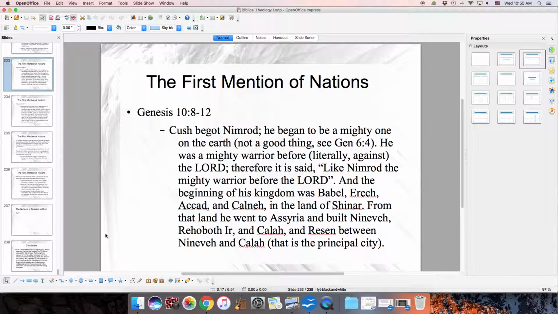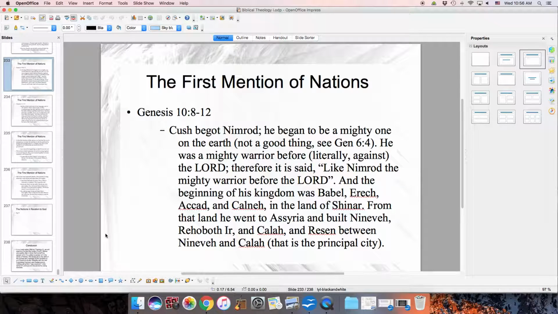The mighty one here, he was a mighty warrior before the Lord. Literally, that word before is against the Lord. Therefore, it is said, like Nimrod, the mighty warrior before the Lord. And the beginning of his kingdom was Babel, Erech, Akkad, and Calneh in the land of Shinar. From that land he went to Assyria and built Nineveh, Rehoboth-ir, and Calah, and Resen between Nineveh and Calah, that is the principal city, or the great city, depending on what translation you're using.